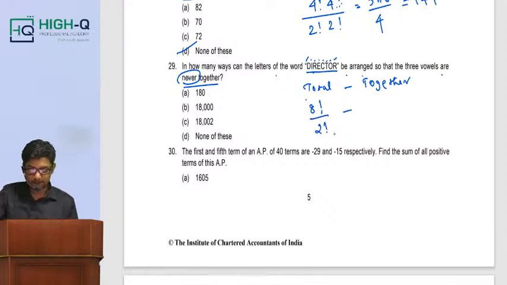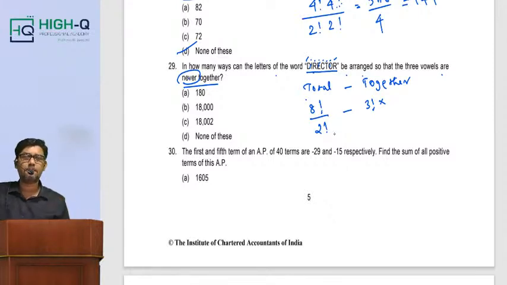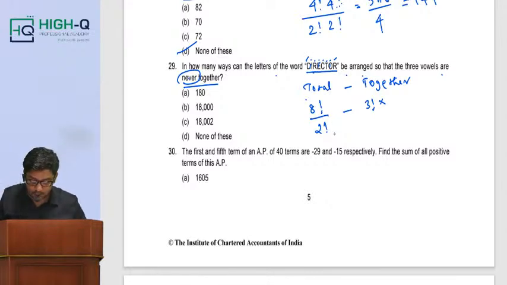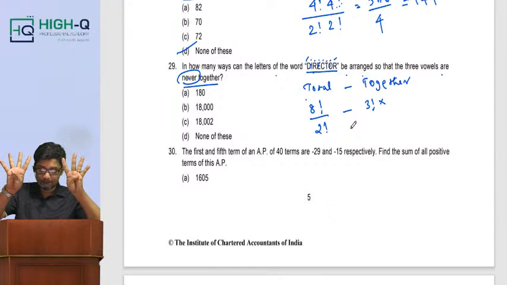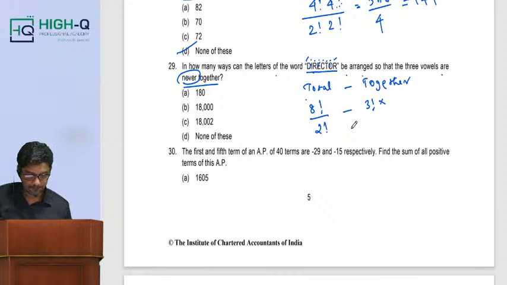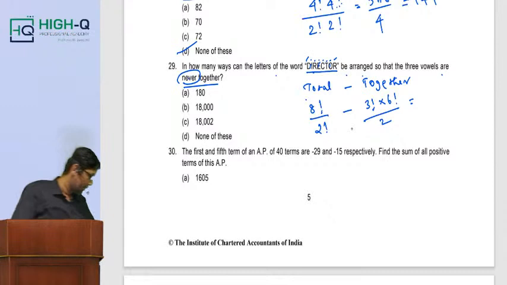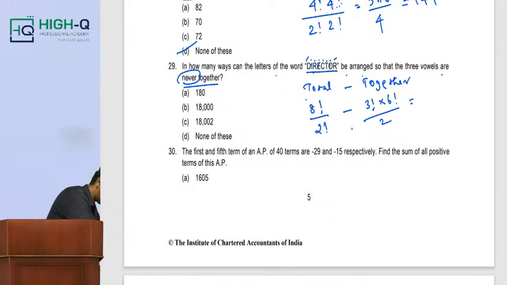Minus together. Together condition is what? 3 vowels are together. Where are the vowels? 1, 2, 3. So which is nothing but 3 factorial into, you know the condition for together. Sir, I have a formula, sir: n minus r plus 1 factorial into r factorial. That formula can be used. Or total there are how many letters? 8 letters. And the 3 letters are together. 3 factorial into 6 factorial divided by 2. So can you please simplify this, my dear? Can you please simplify this fast?